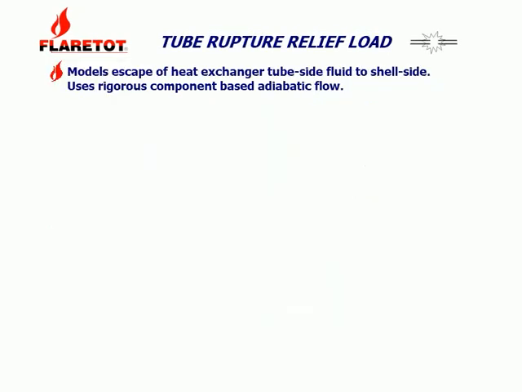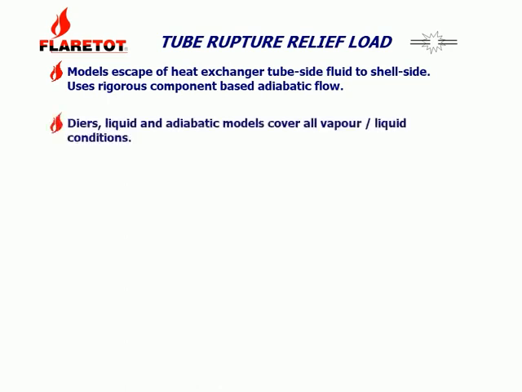The tube rupture relief load calculation models relief flow if a heat exchanger tube ruptures. It uses rigorous component-based adiabatic calculations to determine the resultant flow from the tube to shell side. The Dyer's, liquid and ideal gas adiabatic models are provided. These cover all possible conditions, namely vapor, liquid and two-phase, including change of phase conditions across the tube break.